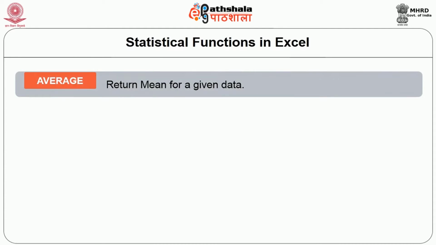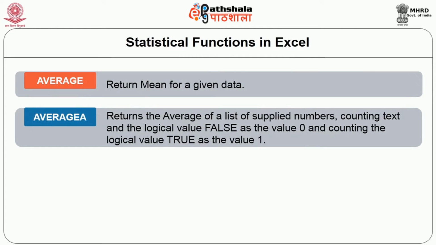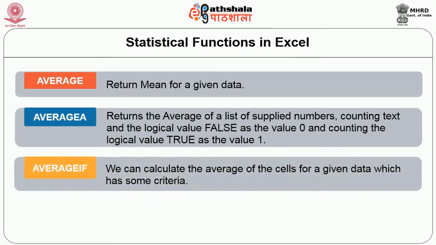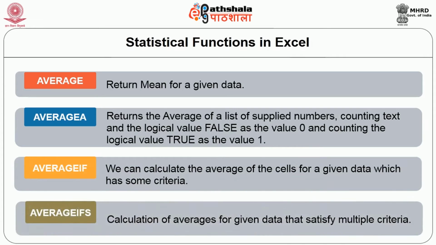Averages. It will return the mean for a given data. AVERAGEA returns the average of a list of supplied numbers, counting text and the logical value FALSE as the value 0 and counting the logical value TRUE as the value 1. AVERAGEIF. We can calculate the average of the cells for a given data which has some criteria. AVERAGEIFS. Calculation of averages for given data that satisfy multiple criteria.